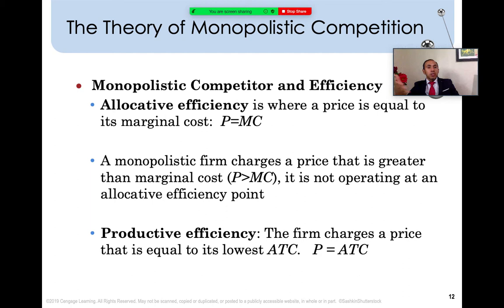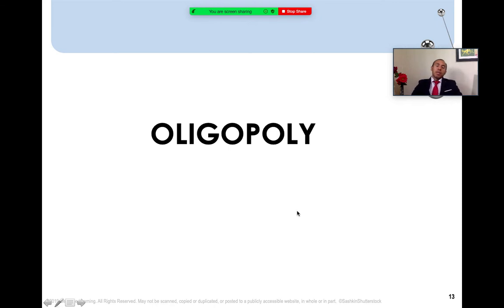In theory, this is a theory application. It's possible, but most of the time, most of the firms are always going to charge a price that is greater than the average total cost and greater than the marginal cost per unit in real-time applications in real life. Allocative efficiency and productive efficiency is the ideal condition that could exist.